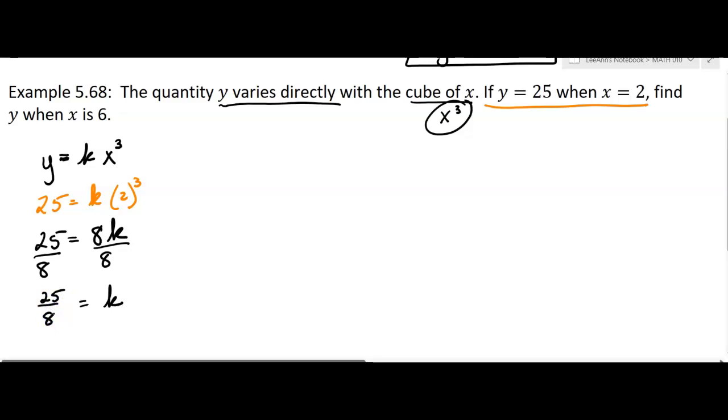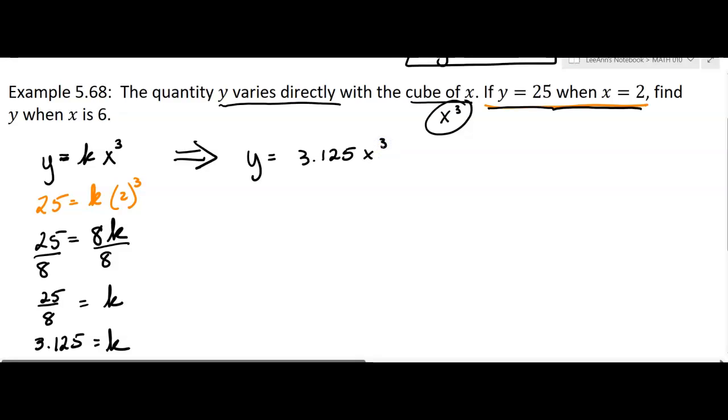Now, we can leave that a fraction, or we can change it to a decimal. A lot of times they will change it to a decimal. Let's see what it is as a decimal. Sometimes they leave it as a fraction. So you get 3.125. So I'm going to use that for my k. A lot of these problems we're going to put in a calculator, and sometimes it's just easier to have the decimal. So what that means is they gave us a situation. They said when y is 25, x is 2. That's enough information to figure out what k is. Now we have like a formula. We can say y equals, I'm going to use 3.125 x cubed.